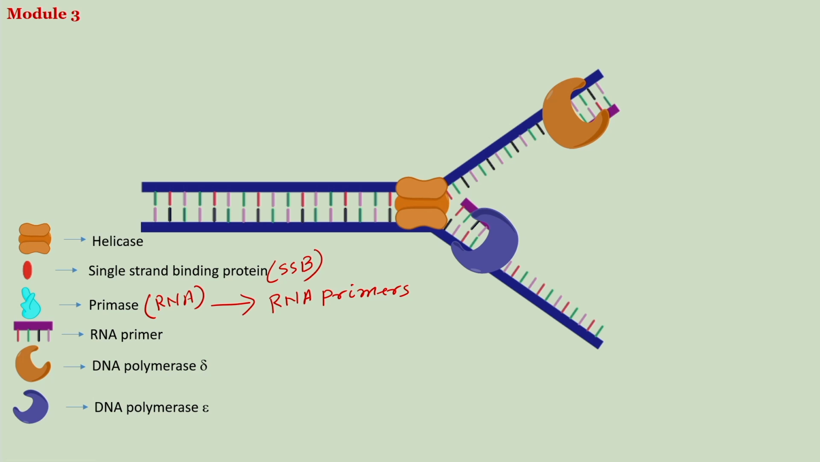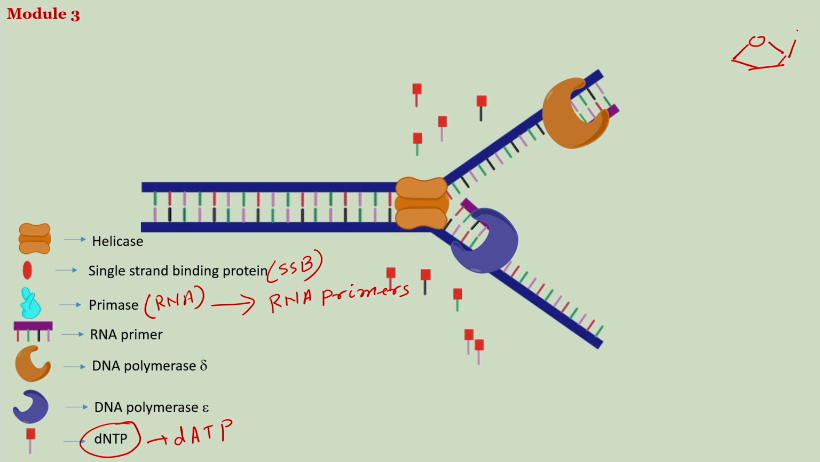And then what do you need for the synthesis of the complementary strand? You need the individual bases or individual nucleotides. These are the individual nucleotides, they are denoted as dNTP. dNTP means, if it is A, dATP, then you call it deoxyribose adenosine triphosphate. Here N means the nucleobase, it can be any of A, T, G, C.